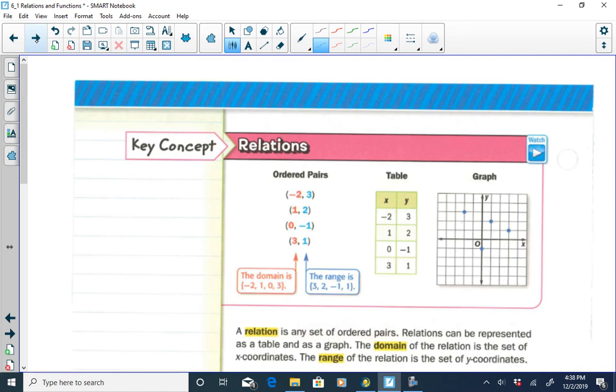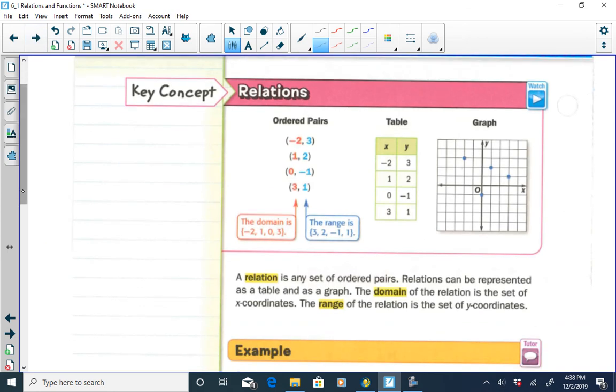Now if we continue, a relation is any set of ordered pairs. Relations can be represented as a table and as a graph as well. So we looked at the relation using a mapping diagram, but we can also show that relation as a table and as a graph. The domain of the relation is the set of x coordinates, or the input values. The range of the relation is the set of y coordinates, or output values.